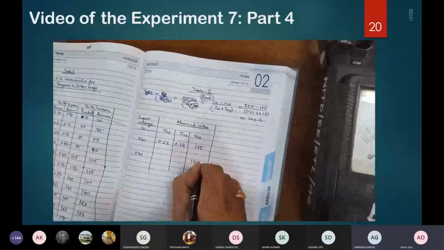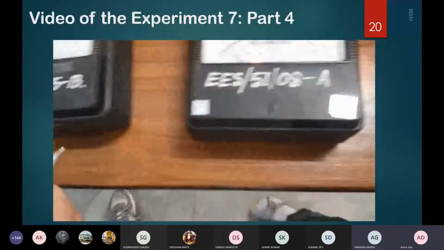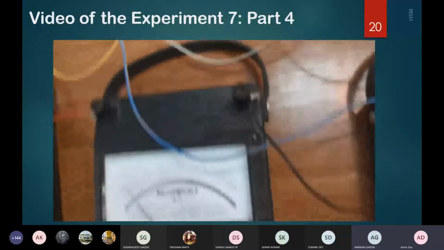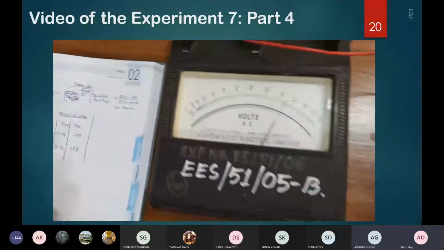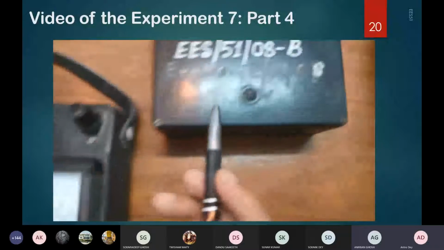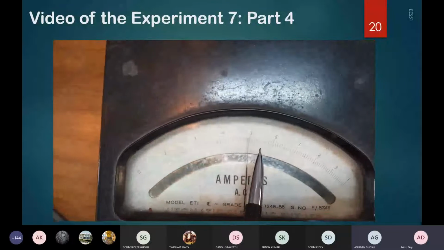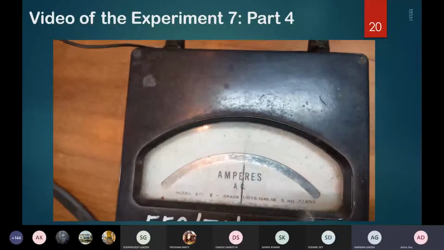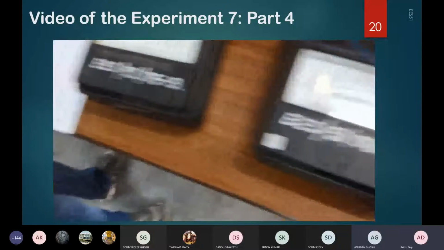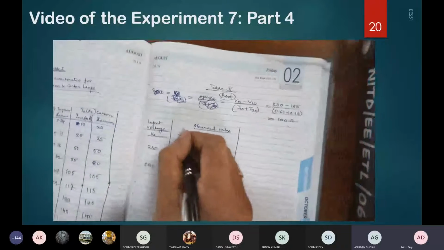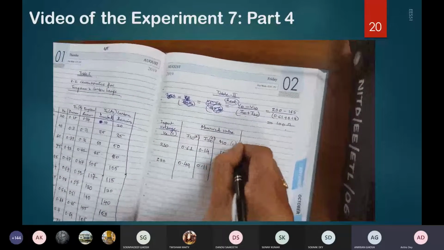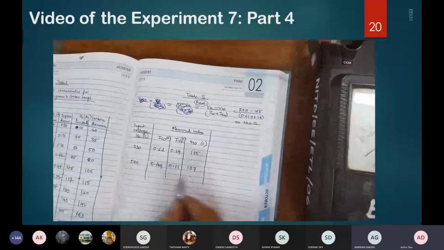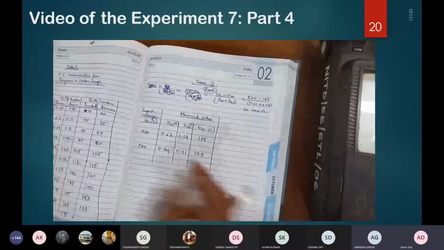So let us take 107 something, and then we record the reading across the carbon filament lamp. So this has come as 110, so 0.11 ampere, and for the tungsten it is a little less than point, so let us take 0.49. So this is all in ampere. This is volt. So once you get this reading, then you can draw the load characteristics.